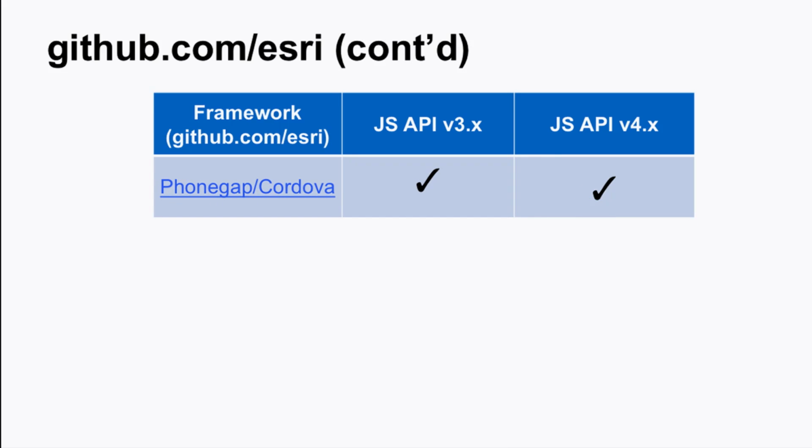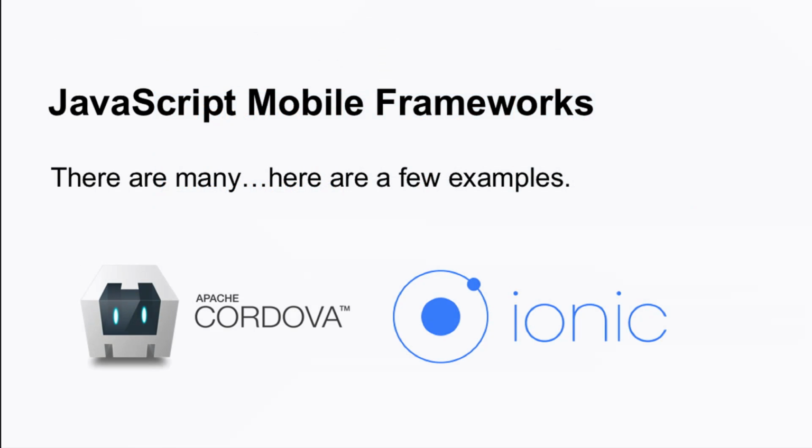And last but not least, we have a Cordova PhoneGap app out there that works on both versions of the API. There's quite a bit of stuff out there to at least get you started. And there are many more examples that we simply don't have time to cover. But just to mention a few, I've already talked about the Cordova example on GitHub. A lot of people are also doing Ionic development.